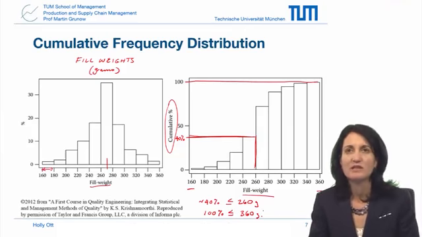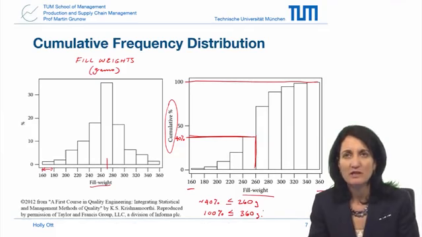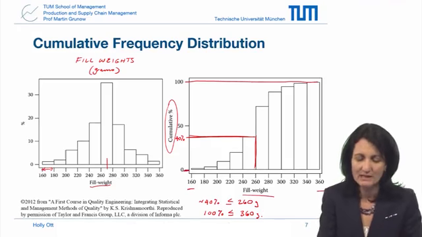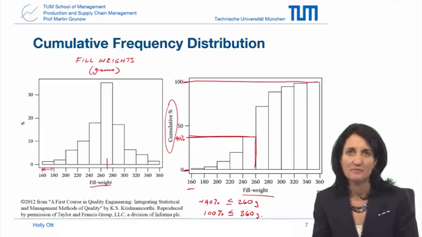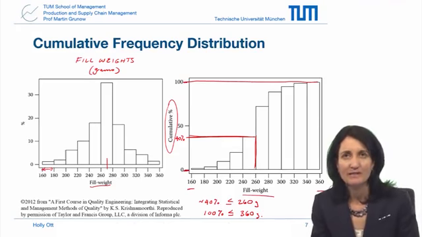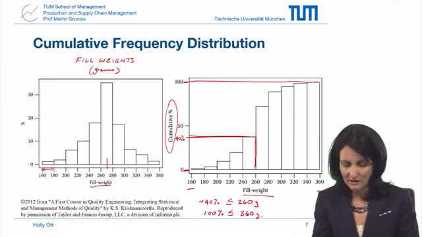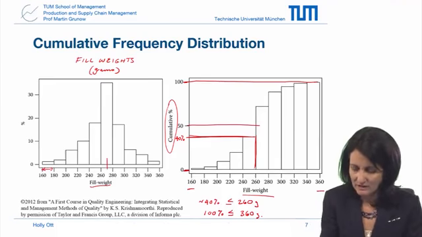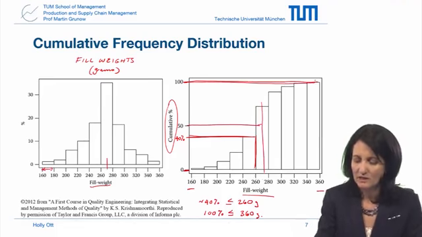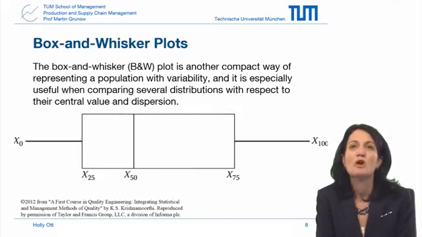Cumulative density function then gives us information on what percentage of our data are below certain values, from 0% up to 100%. And this brings us, of course, to the idea of percentiles. Here at 50% is our 50th percentile. This is our 100th percentile. And that leads us then to box and whisker plots.